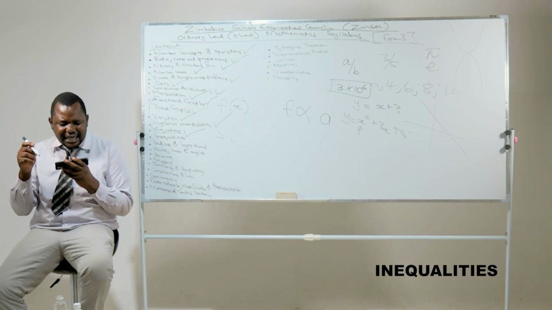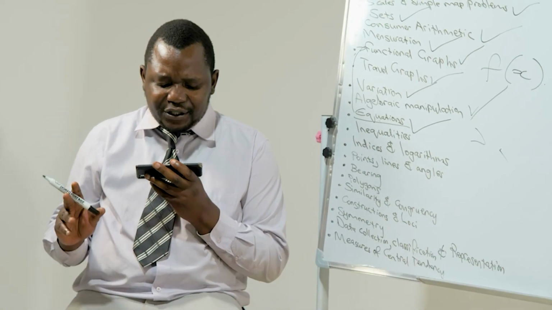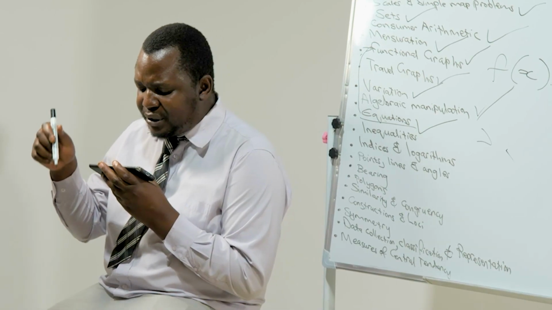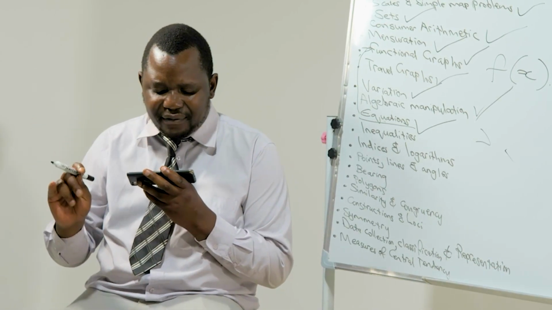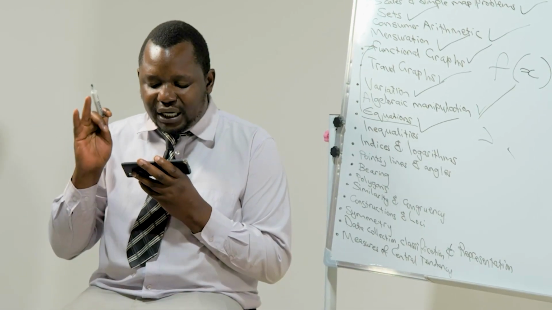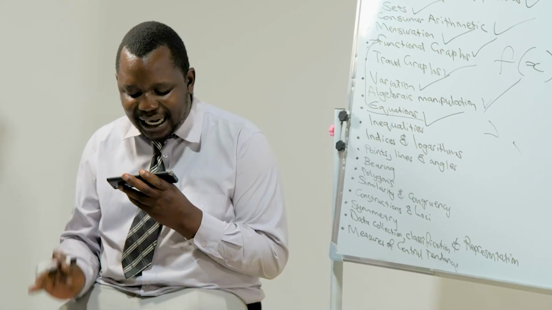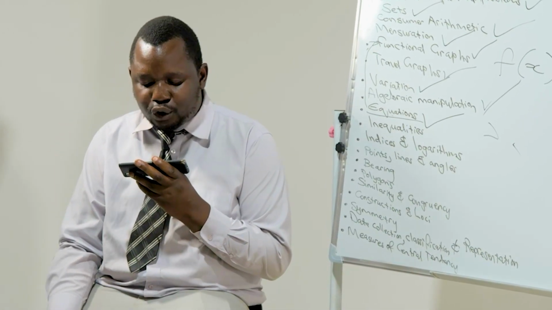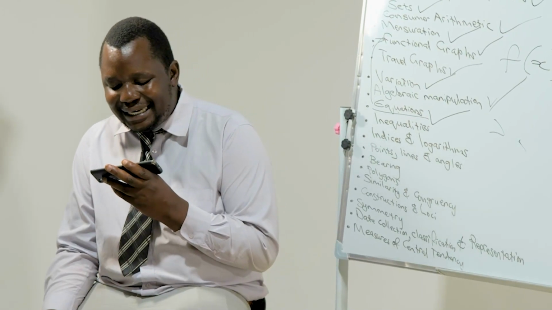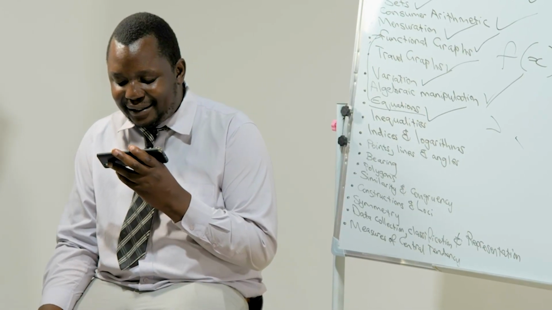So objectives regarding inequalities are as follows. First one, we need to solve simultaneous linear inequalities in one variable. We need to represent solution sets on a number line graph, and we need to solve simultaneous linear inequalities graphically.